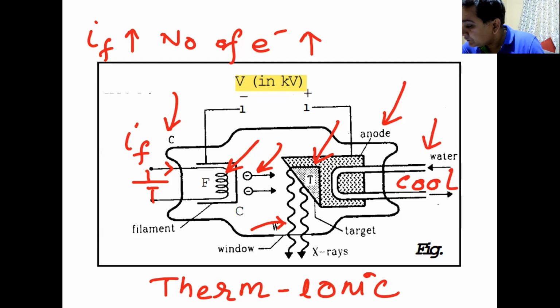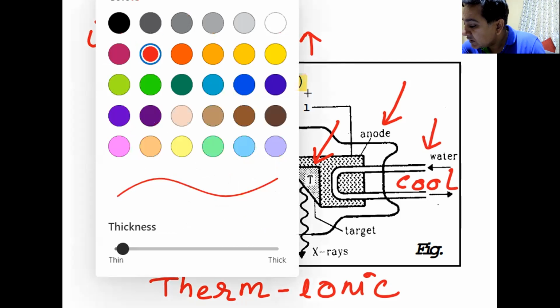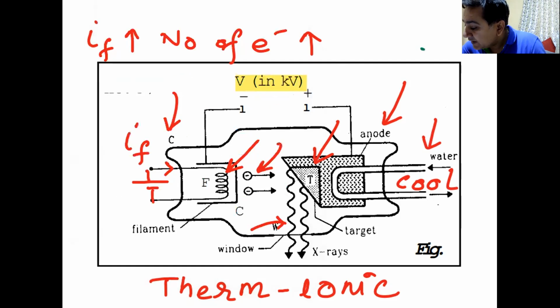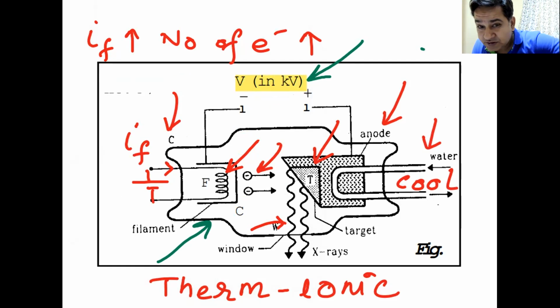Do you understand this? Yes, sir. Just change the color. So this entire thing is the Coolidge tube. Do you understand this? Yes, sir. The entire picture is known as the Coolidge tube. The only thing that we have not discussed is the thing in yellow, which is the potential difference between the cathode and the anode. Now, you already know what this potential difference does.